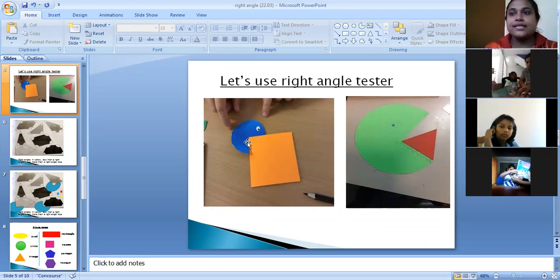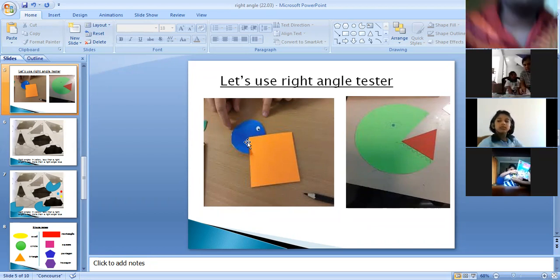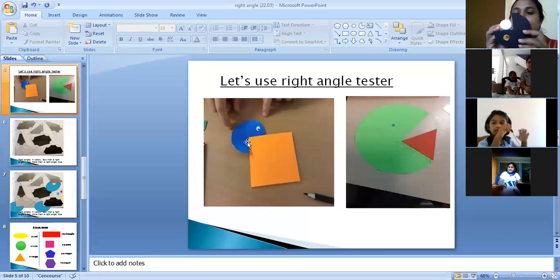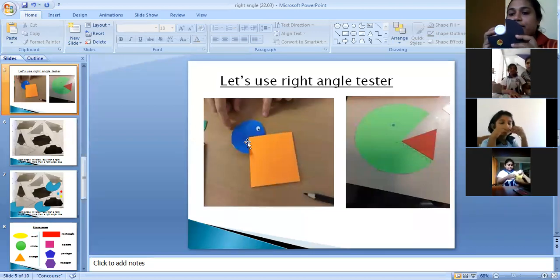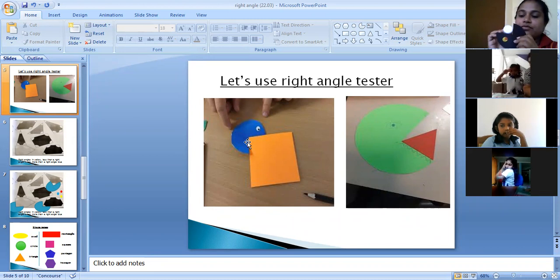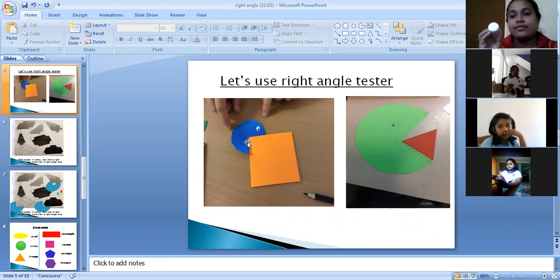Now let's see this. I have this. Now I'm going to fit it here. Can we fit it properly? No. Here we have some space. So this corner doesn't have a right angle.